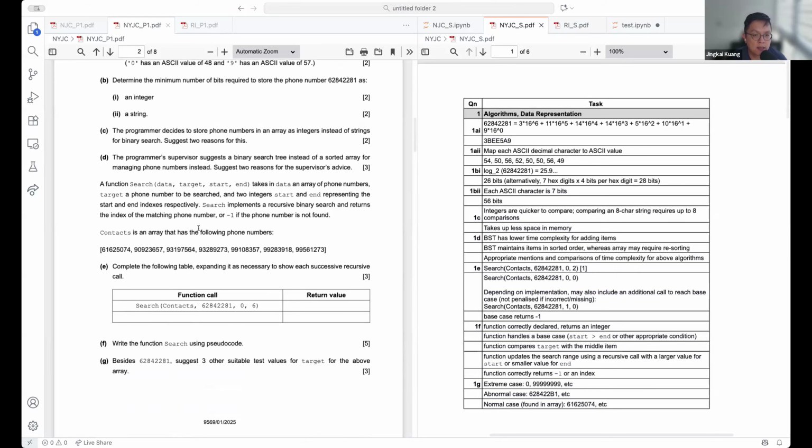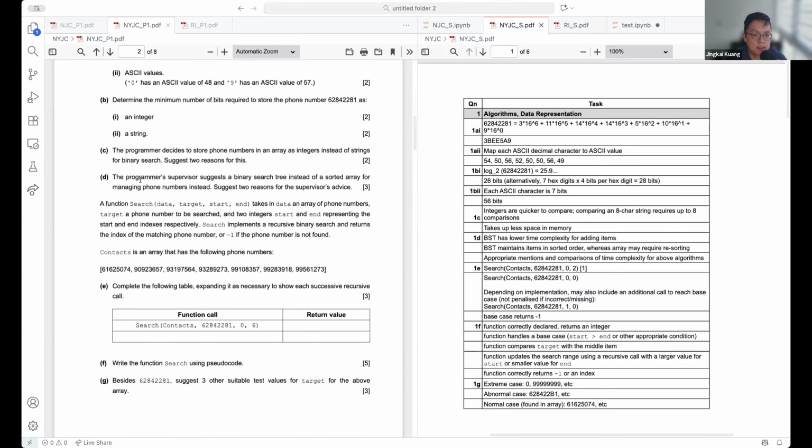Suggest using a binary search tree instead of a sorted array for managing phone numbers. Suggest 2 reasons. So it's standard stuff: complexity in time, and it maintains the data in sorted order. These are the standard stuff.